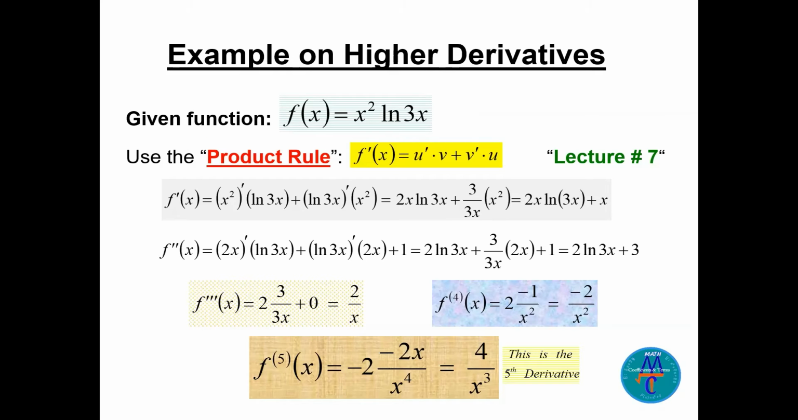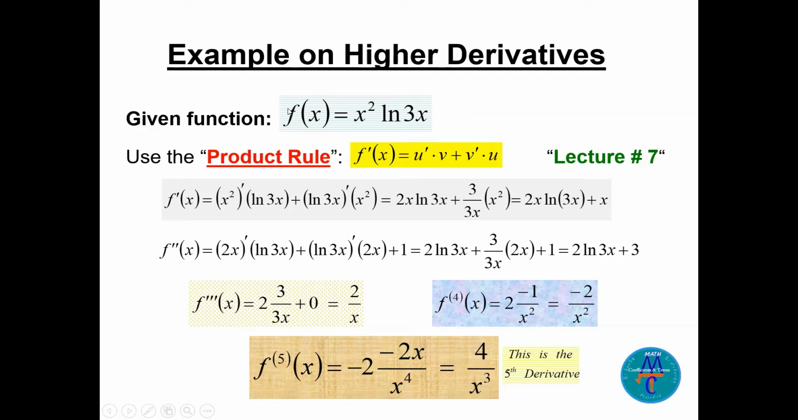So this is an example on higher derivatives. Nice function we have, f of x is equal x squared times ln of 3x. Let's find the 5th derivative of this function. As you can see in the answer, the 5th derivative will be 4 over x cubed. Let's do it in details.